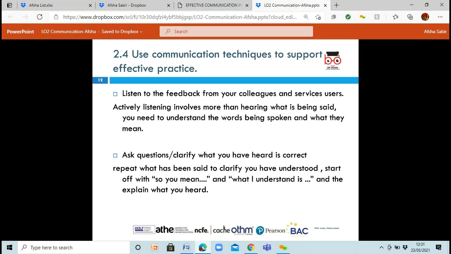The best way that I find to do this is I will say, so you mean, and then I'll repeat what I think they have said. Or I'll say what I understand it to be, and then repeat what I think they have said. And then they can say, oh yeah, that's exactly what I mean. Or they'll say, no, that's not what I mean, and then you can ask them to explain. So you get another chance to actually understand what they're trying to say to you.